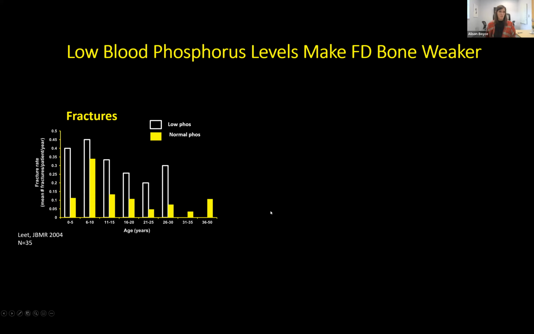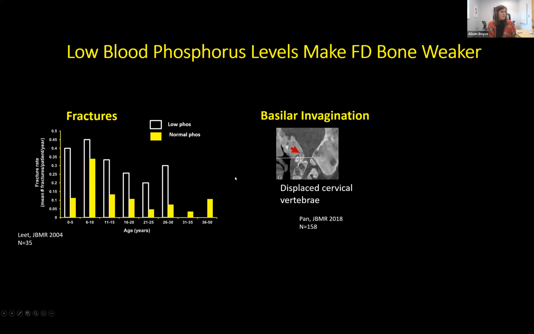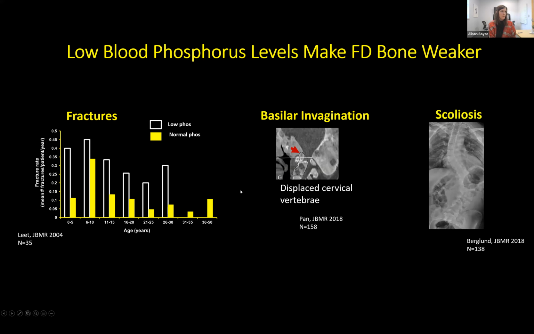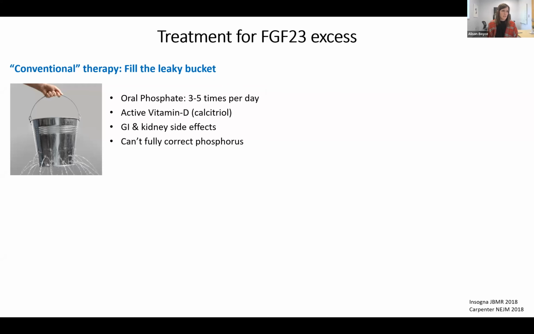And this is very important in fibrous dysplasia in particular, because we have lots of evidence that low blood phosphorus levels make FD bone weaker. So we see that compared to patients with normal phosphorus levels, shown here in yellow, patients with low phosphorus, shown here in black, have more fractures, and they start having their fractures younger. They have more complications with skull FD, in particular, complications that can happen at the very base of your skull where it joins to the spine. And we see higher risk of scoliosis. And this is all research that has been done on our natural history study, looking at hundreds of patients over the years. So treating FGF23 excess and low blood phosphorus levels is really important in patients with fibrous dysplasia.